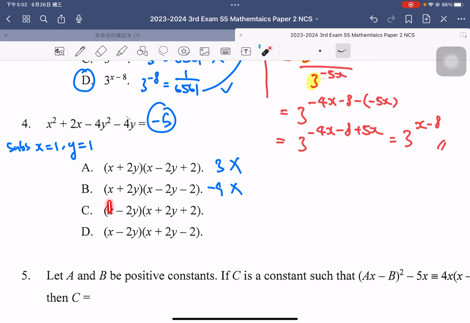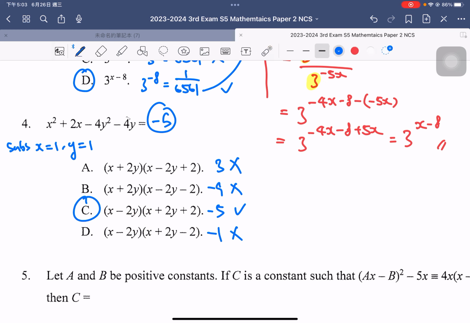And for the third one, we have 1 minus 2 times 1 plus 2 plus 2, which is negative 5, which is correct because this is the same. So let's see for part D, is this correct as well. So let's see, this is 1 minus 2 times 1 plus 2 minus 2, giving you negative 1. So the answer will be C.